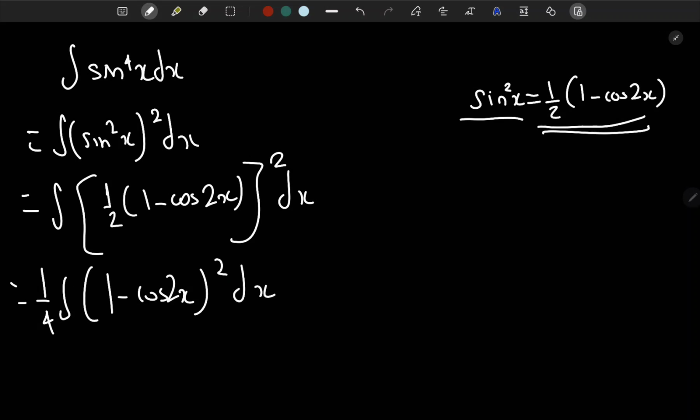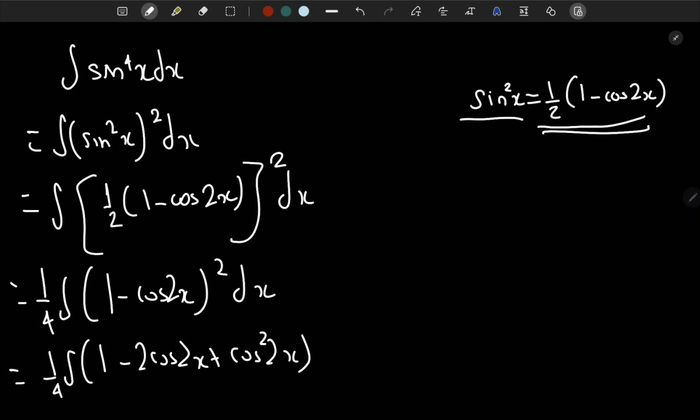And to simplify this, it is basically a minus b squared, which is just the integral of a squared, which is 1 squared, minus 2ab, so 2 times 1 times cosine 2x is going to be 2 cosine 2x, plus b squared, so it's going to be cosine squared 2x. Actually we don't need to use brackets anymore, so I'm just going to take them out.